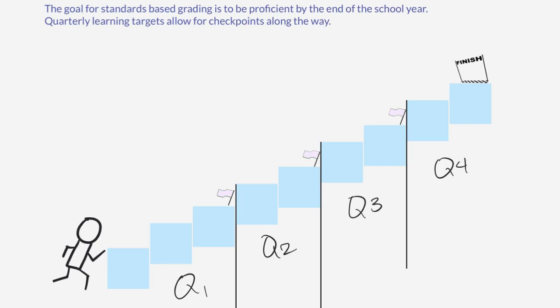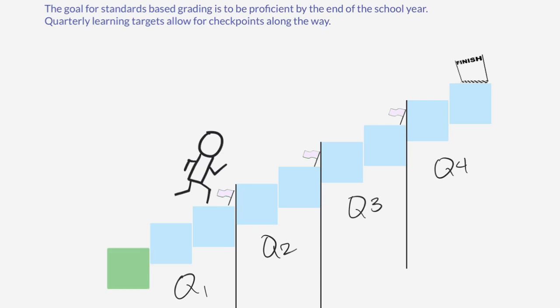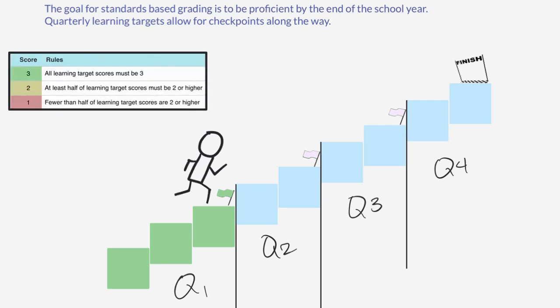In the best case scenario, the student would progress through this standard by mastering each learning target along the way. In this case, if the student were to master all 3 learning targets by the end of the first quarter, on their first quarter report card, they would receive a 3 for this standard. This is because the system relies on calculation rules that say if all learning target scores are at a 3, then the standard also receives a 3.